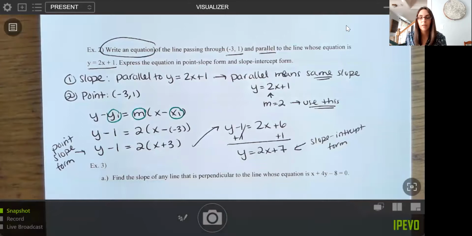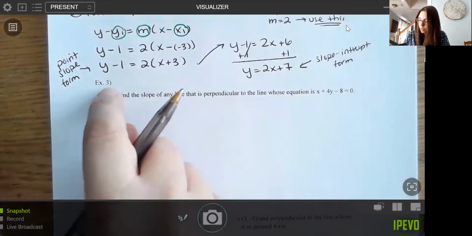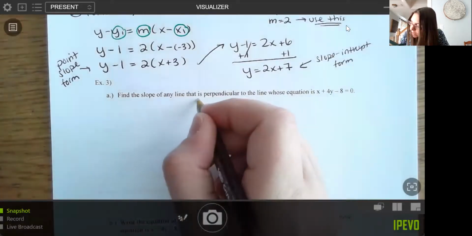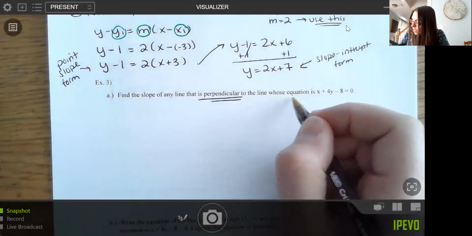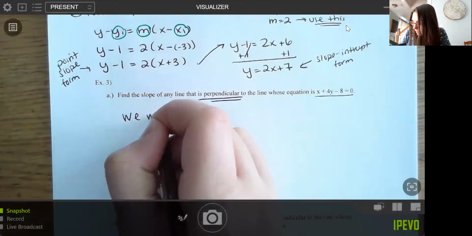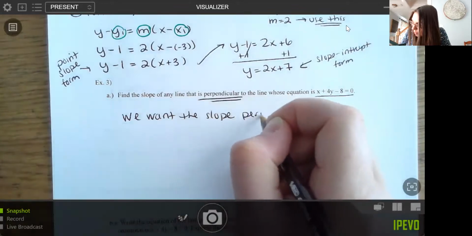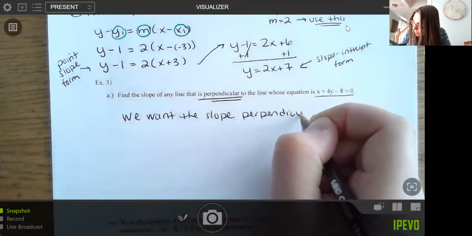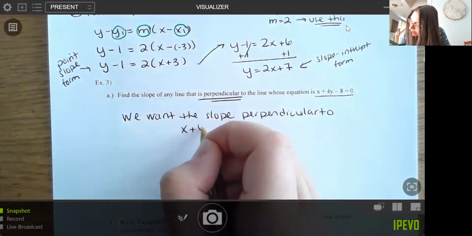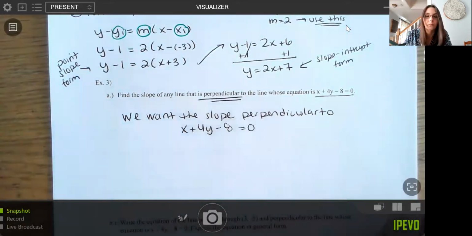All right, let's try another one. Find the slope of any line. So this is the same question, but in 2 parts. So first, find the slope of any line that is perpendicular to the line whose equation is this. So we're saying that we want the slope perpendicular to the line x plus 4y minus 8 equals 0.